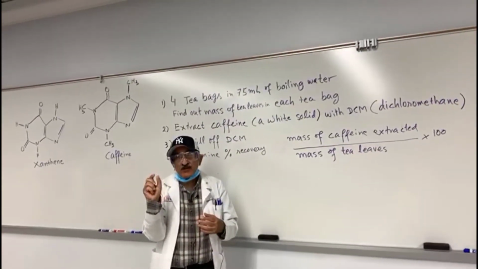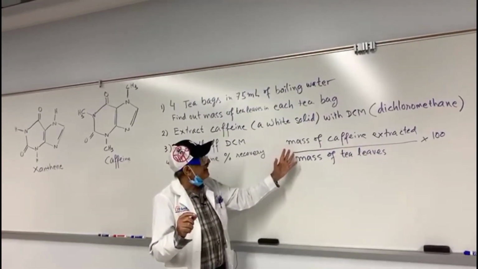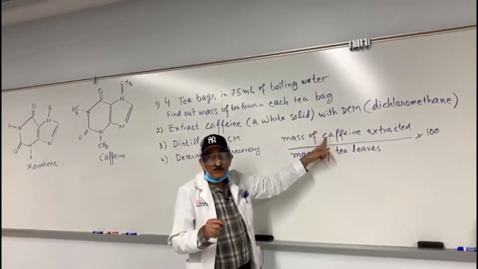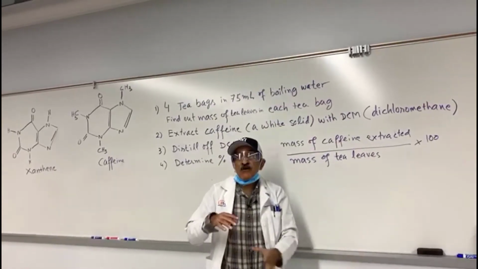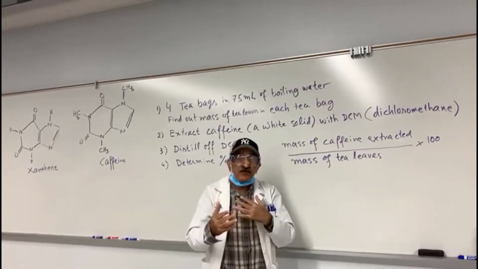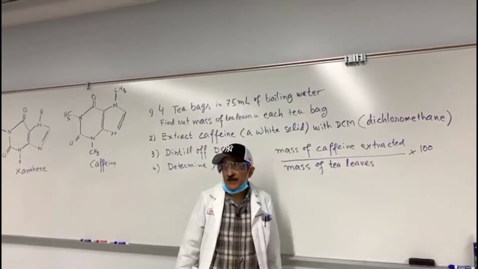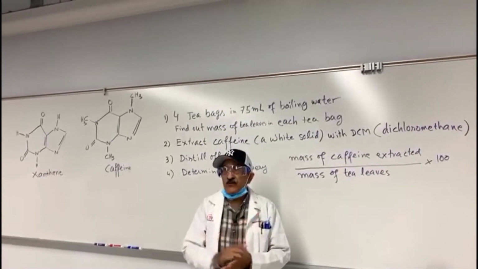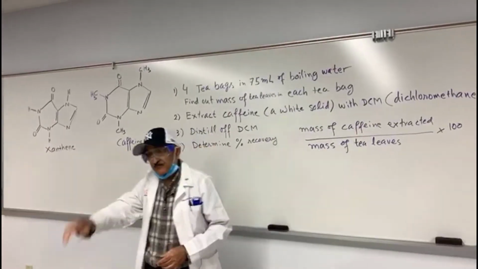Caffeine is actually a solid compound. So you find out the mass of that, and you know the mass of total leaves, and you know the mass of your extracted product, and you find out the percentage recovery. That means how much caffeine you have been able to extract, and you can compare it with the literature data. So, okay, this is enough, and we'll go to the lab and start extracting.